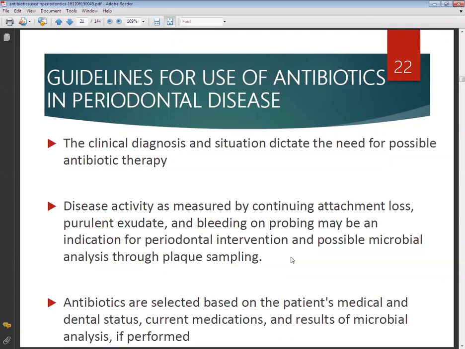Before prescribing antibiotics, we should always do antimicrobial analysis, because specific antibiotics are used for specific types of bacteria. So before administering them, we have to do microbial analysis if possible.